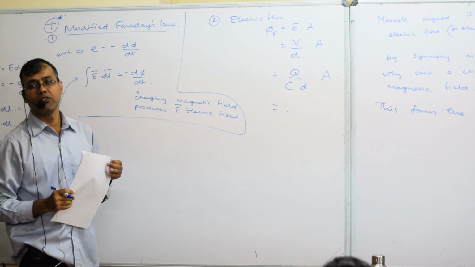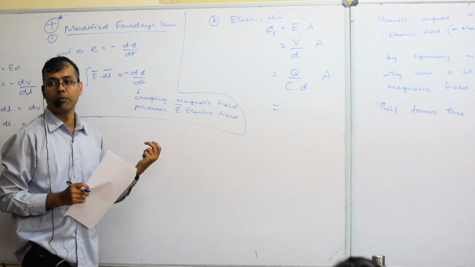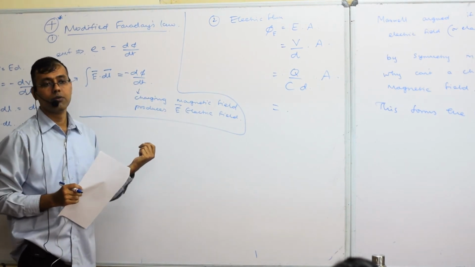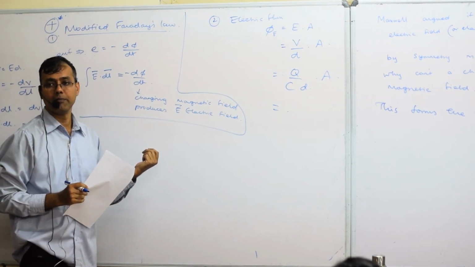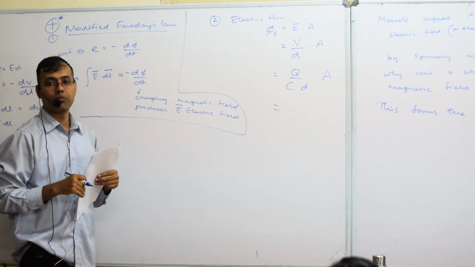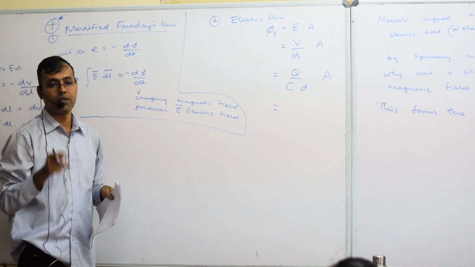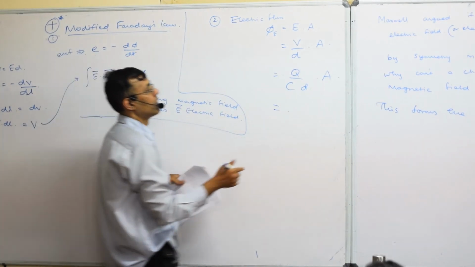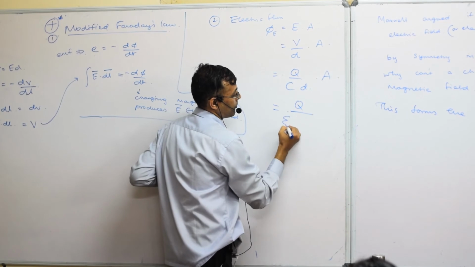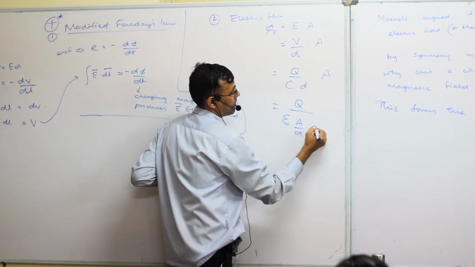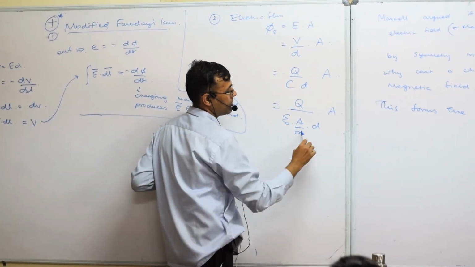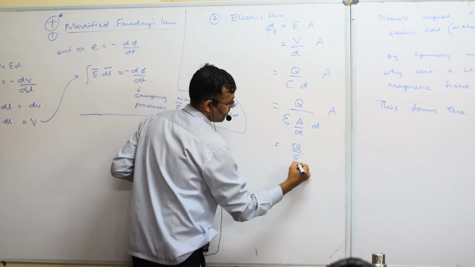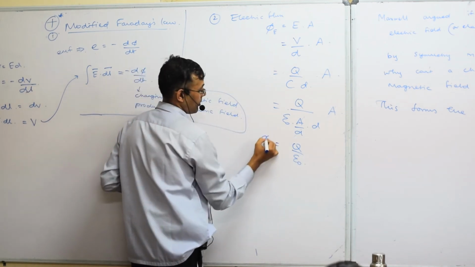For C, the capacitance of the capacitor, we have studied a formula. It's like R is equal to rho L by A, C is equal to epsilon naught A by D, right? A by D is your geometric property, area and distance D. Epsilon naught is your medium property, right? That means Q by epsilon naught A by D, times D, A. So what happens to D, D, A? It cancels. So I get Q by epsilon naught. What is this? Phi E.